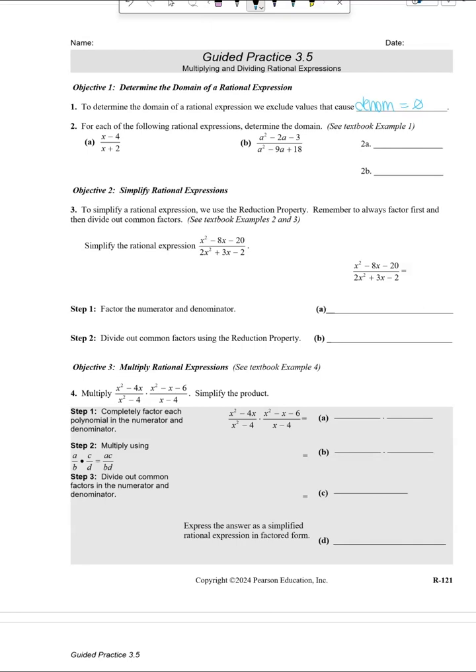To find the domain, we always take the denominator and set that not equal to 0. Then we just solve. That's how we do it.